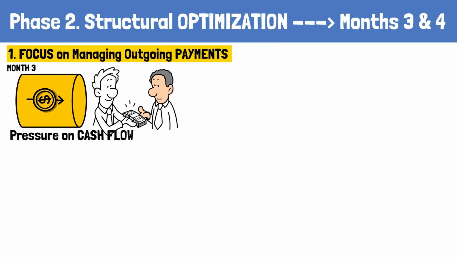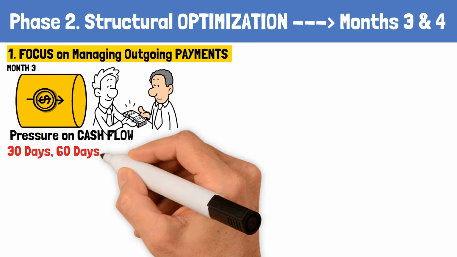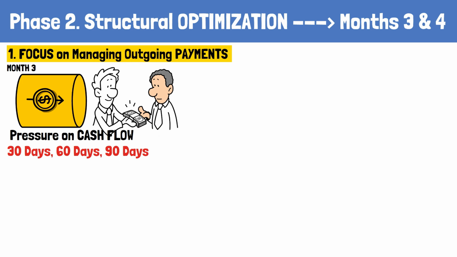Review your vendor agreements and take full advantage of available payment terms. If suppliers allow 30 days to pay, use those 30 days wisely. If possible, negotiate longer payment terms that better align with your customer payment cycle.